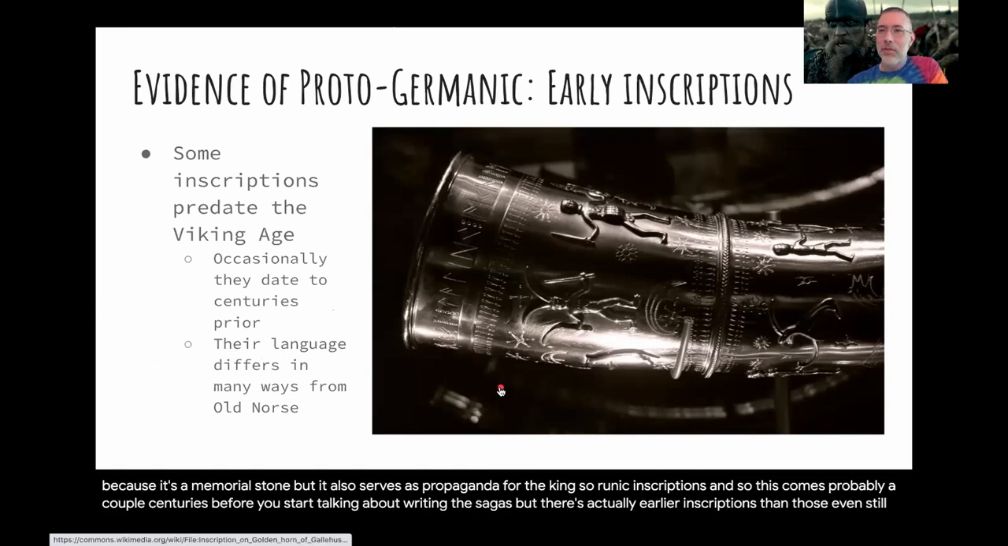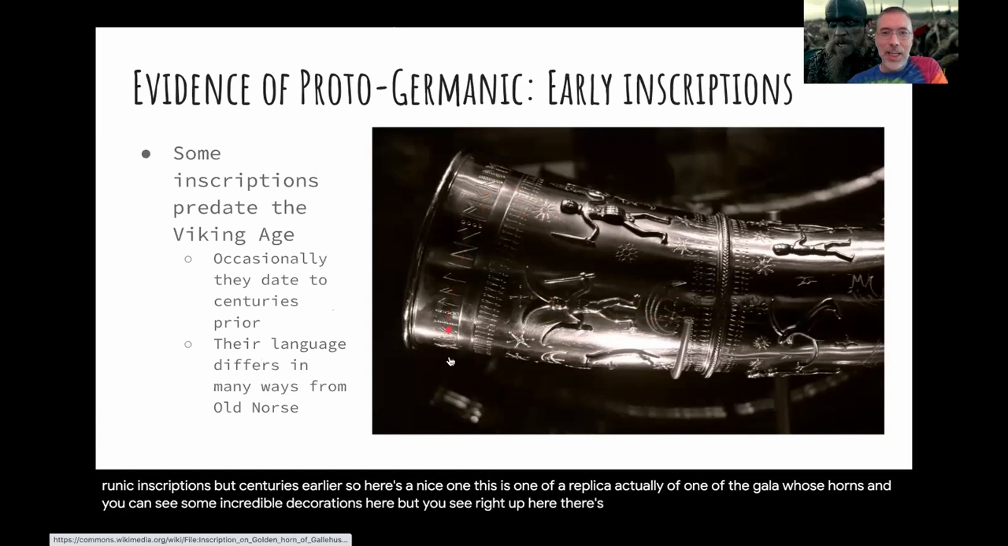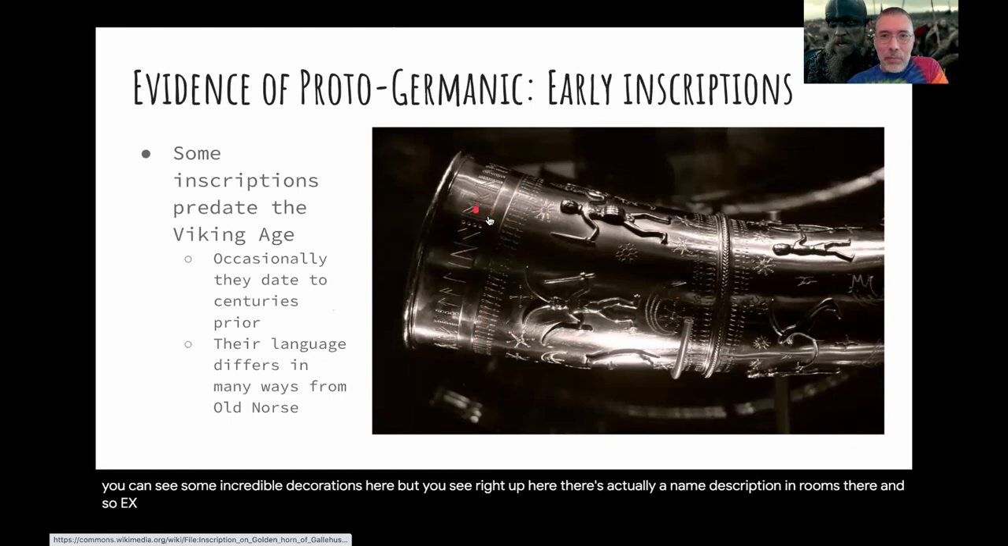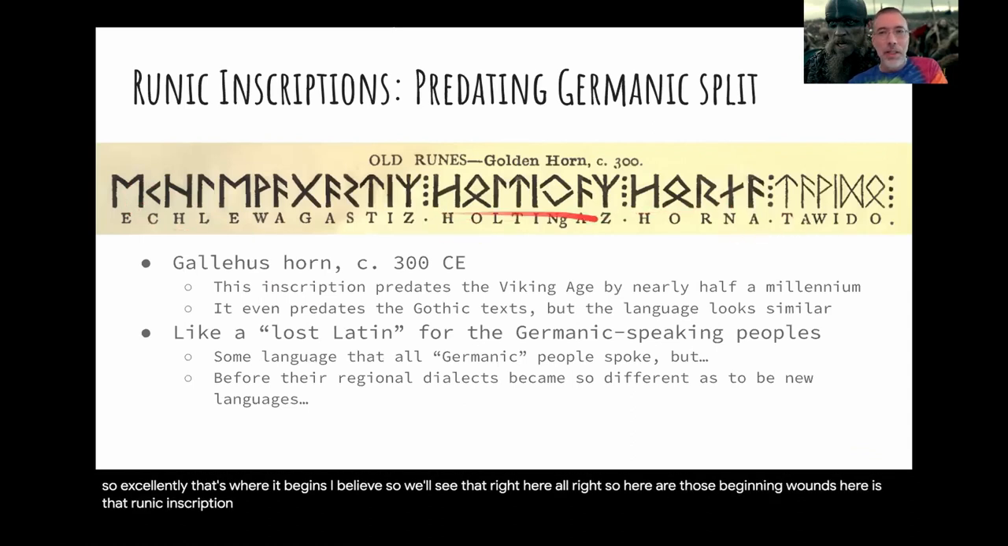Still runic inscriptions, but centuries earlier. So here's a nice one. This is one, a replica actually, of one of the Gallehus horns, and you can see some incredible decorations here. But you see right up here, there's actually an inscription in runes there. And so actually that's where it begins, I believe. So we'll see that right here, right? So here are those beginning runes. Here is that runic inscription splayed out continuously from beginning to end.